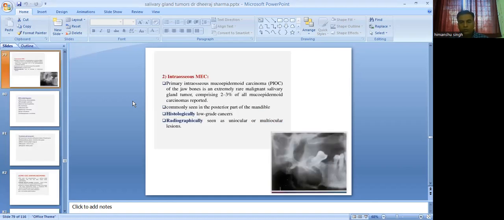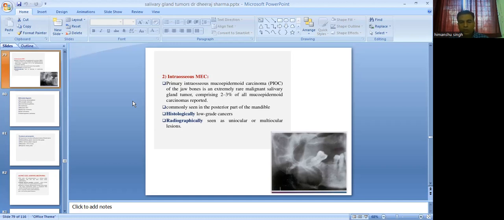Then intraosseous mucoepidermoid carcinoma. This primary intraosseous mucoepidermoid carcinoma of the jaw bone is an extremely rare malignant salivary gland tumor, comprising only 2 to 3% of all the mucoepidermoid carcinomas. It's more commonly seen in the posterior part of the mandible.